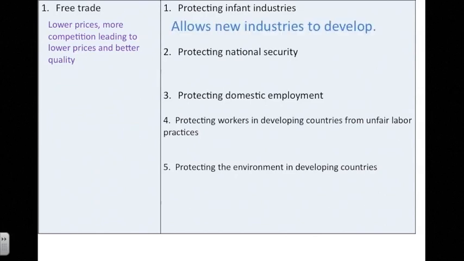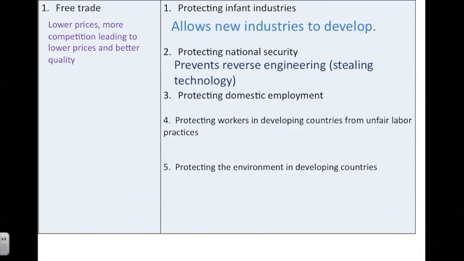So if you have an American company that is trying to be competitive globally, they may need to first become competitive domestically, and they may need time to become competitive domestically. Restrictions to trade may allot them that time. The second argument against free trade is that open trade with other countries allows them access to our technology. It's possible that some other countries can reverse engineer our products and steal our technology. So this is an argument against free trade in the sense that it would protect our national security.